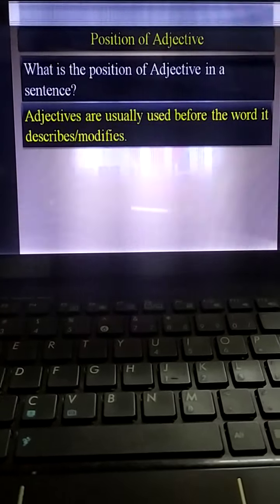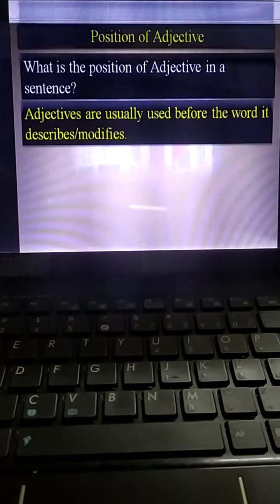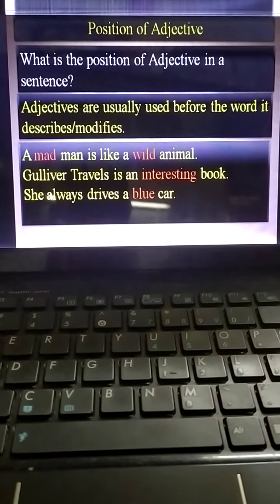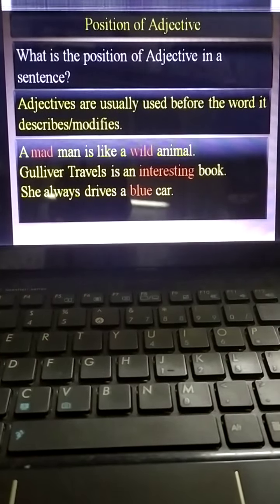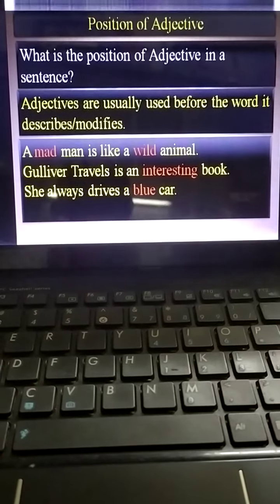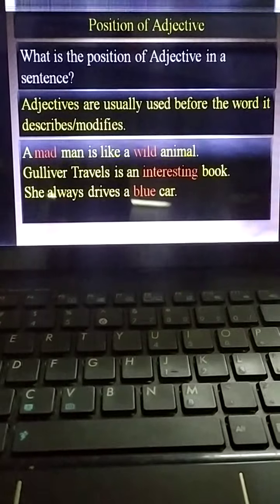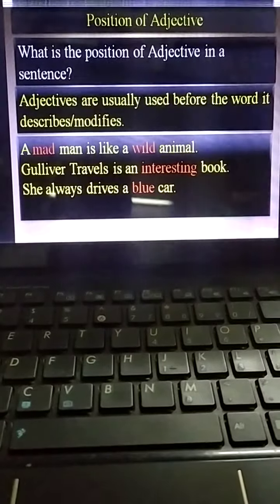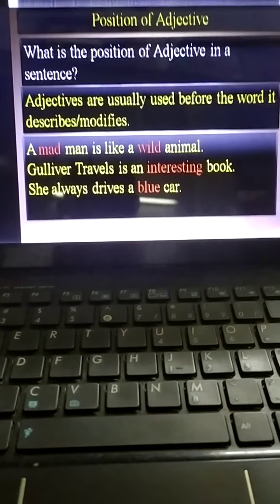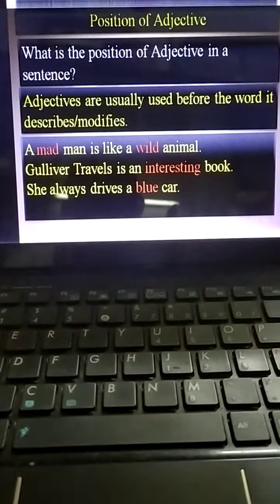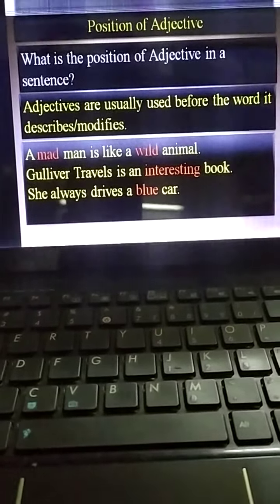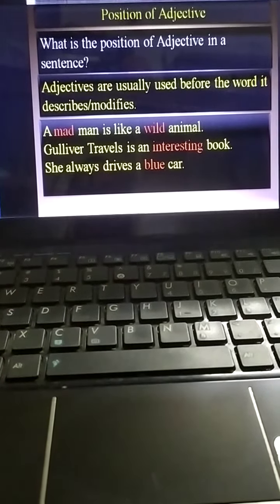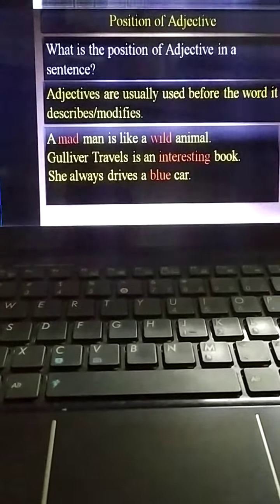Adjectives are used before the word they describe or modify. Look at the example: A mad man is like a wild animal. Mad modifies the word man. Therefore, mad is an adjective, it modifies man, and it is used before the word it modifies. Just like this, wild modifies the word animal and is used before the word animal.